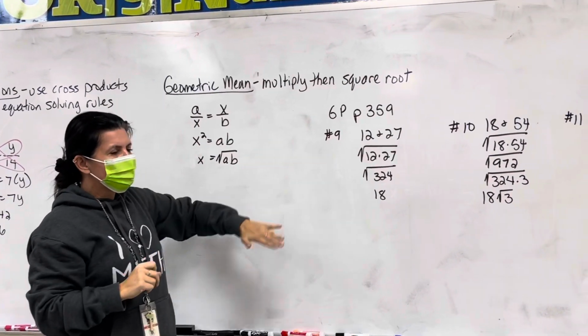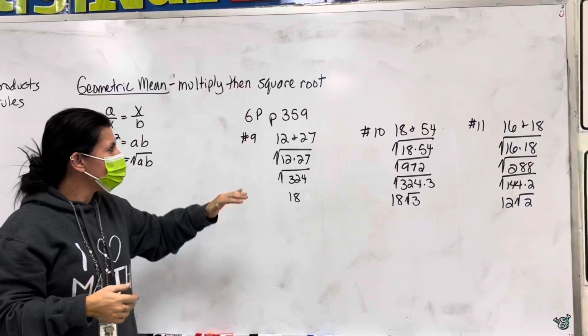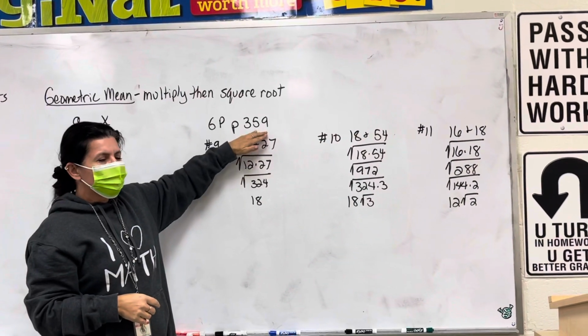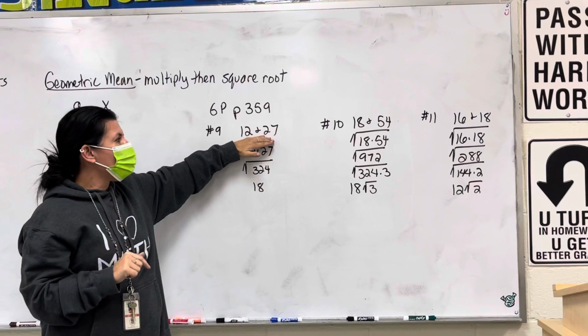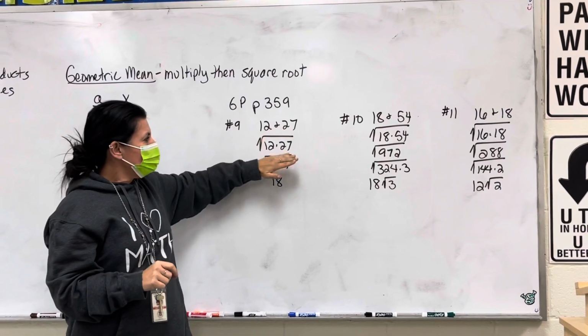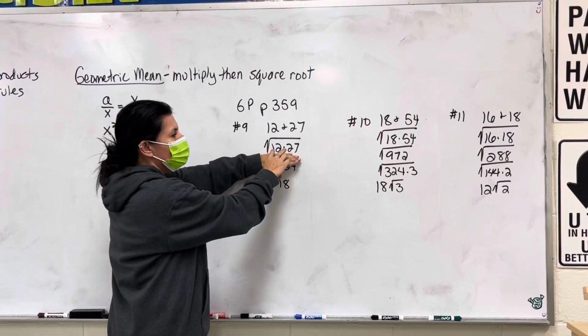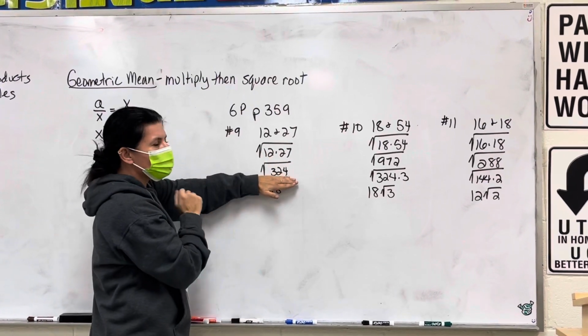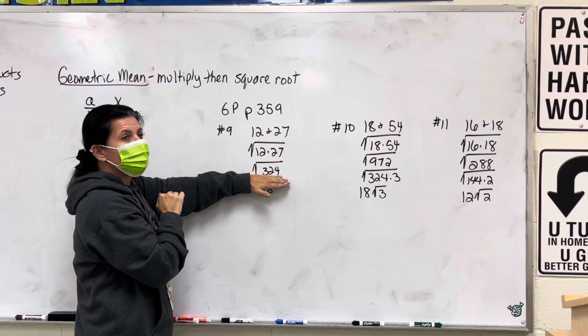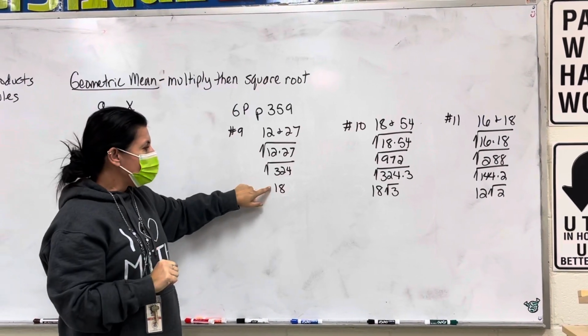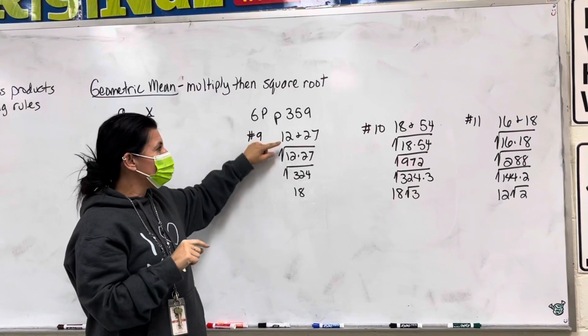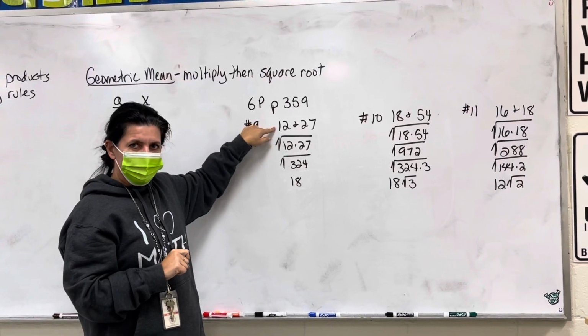So generalized questions or examples for this. Again, we're using the guided practice from your book. So they say find the geometric mean of 12 and 27. Look what I did. Multiply, I got 324. Then when I square root 324, I got 18. So 18 is the geometric mean of these two numbers.